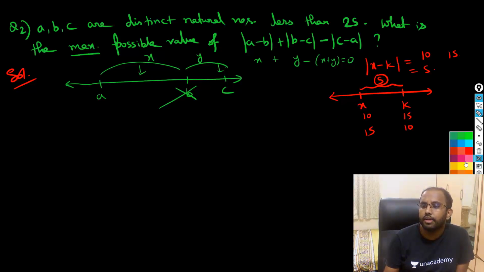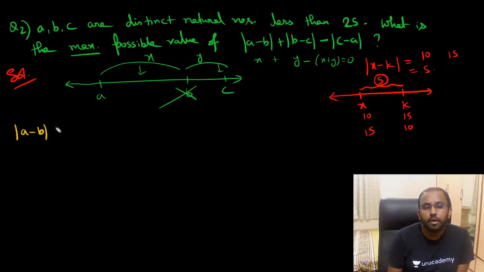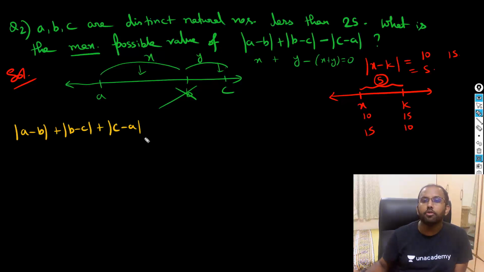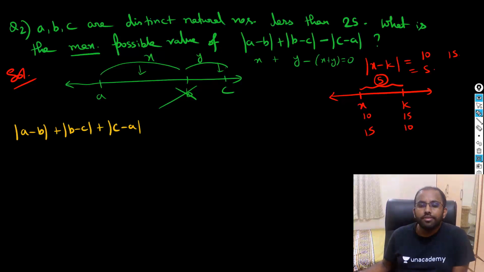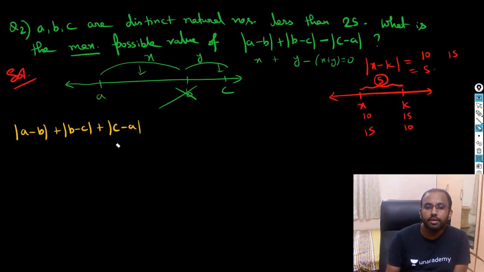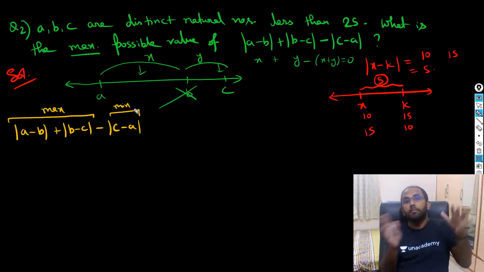Okay, so basically the funda here is I want to maximize this value, mod of a minus b plus mod of b minus c plus mod of c minus a. Sorry, this is plus, again minus sign. Once I want to maximize this value, these two are plus sign, right? So I want to maximize this part such that I always do maximum minus something minimum, so the value should remain maximum.